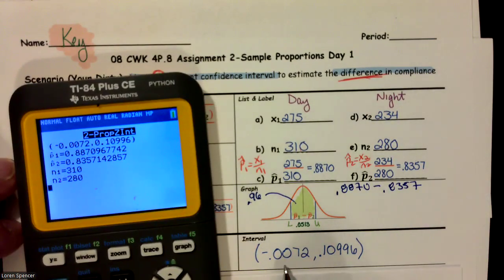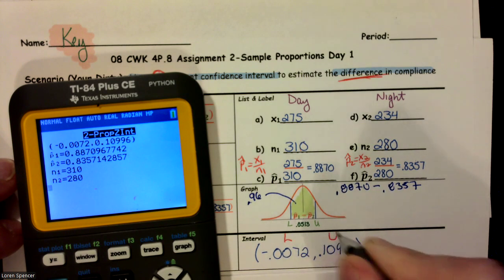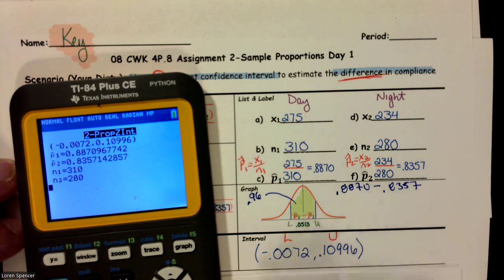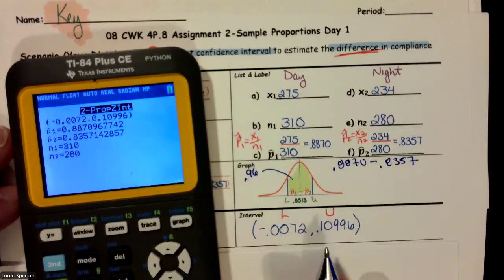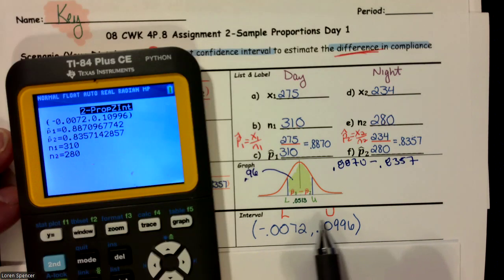So negative 0.0072 is my lower bound. And we have an upper bound of 0.10996. So there could be just below, not even 1%, that the night shift does more, to almost 11% that the day shift does more.